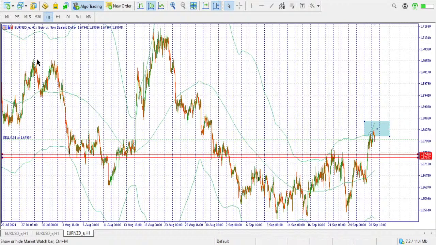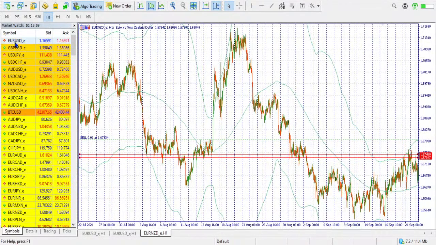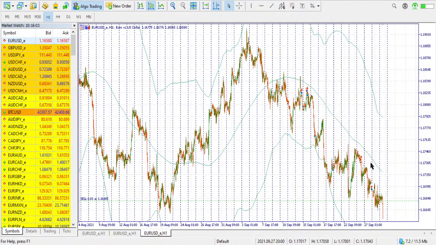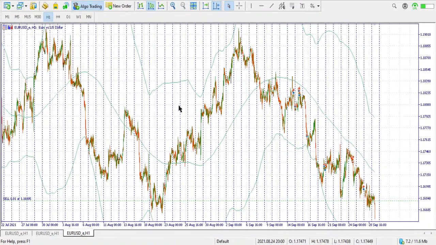The next symbol I'd like us to look at is Euro USD. The same principle applies. We see that the price is in an active downtrend. Just a second, let me clear my chart because there are a lot of arrows on my screen, so I have to remove all of them. Look at what's happening here.